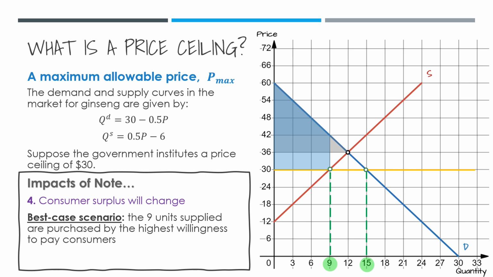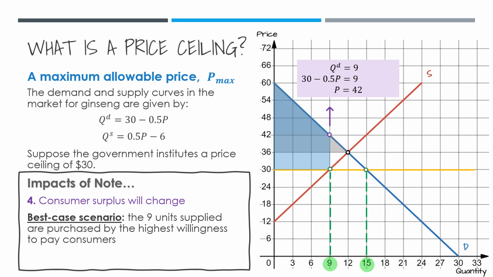Keep in mind that this is the area below demand and above price from 0 to 9, because we're assuming that those 9 units are purchased by the 9 highest willingness to pay buyers. If we want to actually compute this shaded area algebraically, we need to find a missing value. We need to know in particular what is the price when quantity demanded is equal to 9. To do that, we're just going to harness the power of the demand curve. So I take my demand curve, 30 minus 0.5p, I set it equal to 9. And when I solve this equation, I find that price is 42.